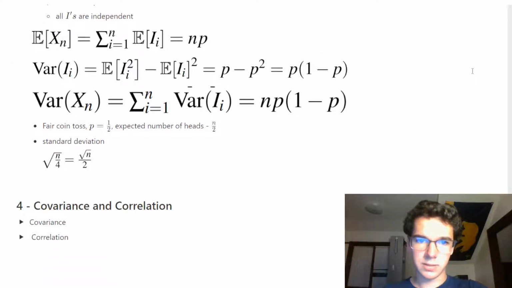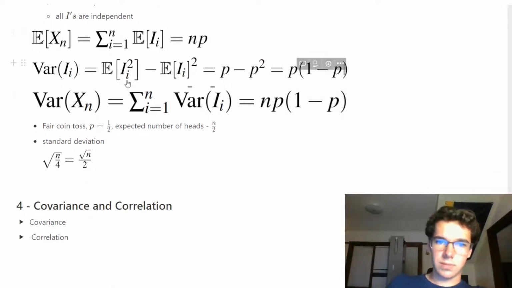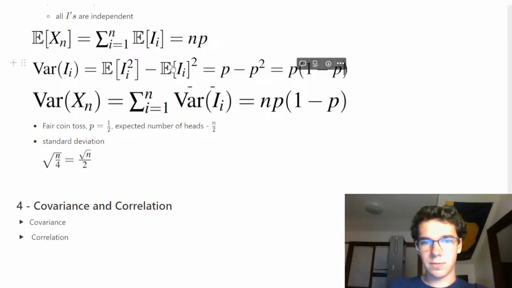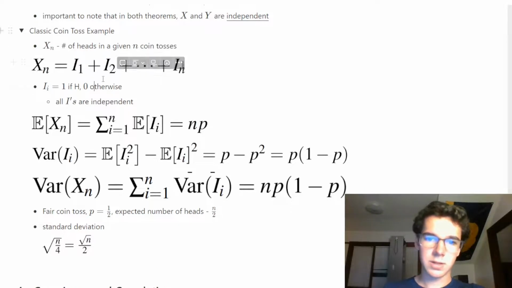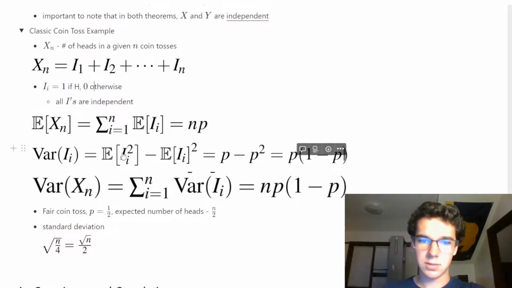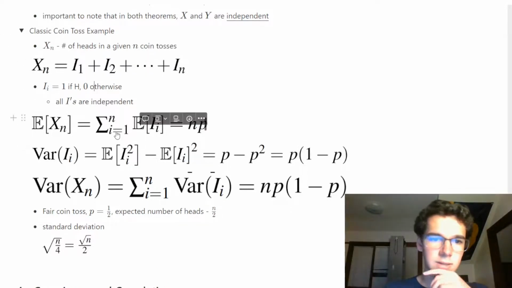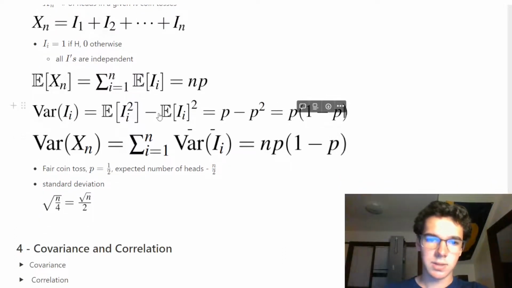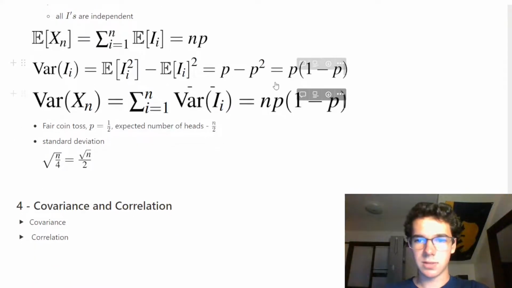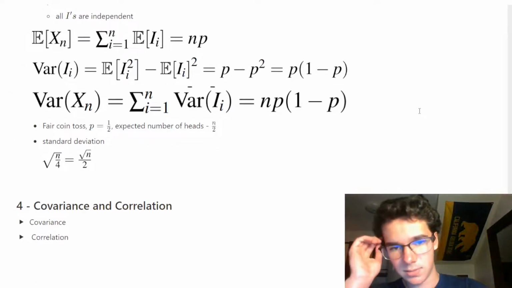So if we wanted to calculate the variance, just follow the alternate form. If the indicator variable is squared, 1 squared is still 1 and 0 squared is still 0, so we still obtain p for the expectation of any particular indicator variable. And then if we're just squaring p, then it's p squared, and so we obtain this form. That means the variance is equal to np times 1 minus p.